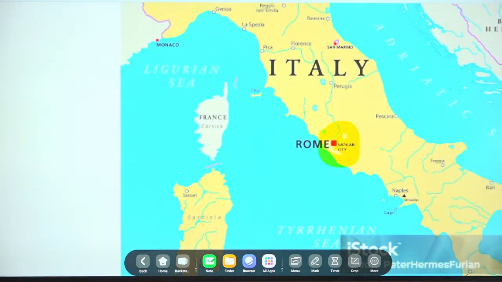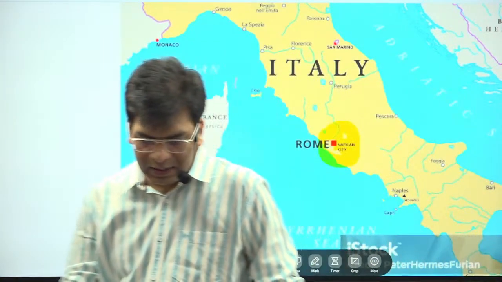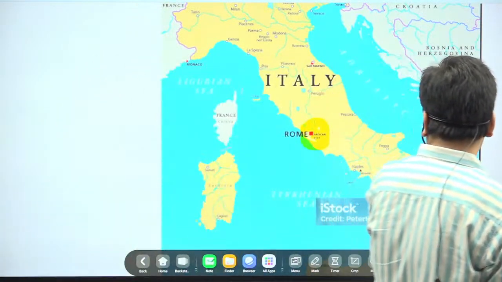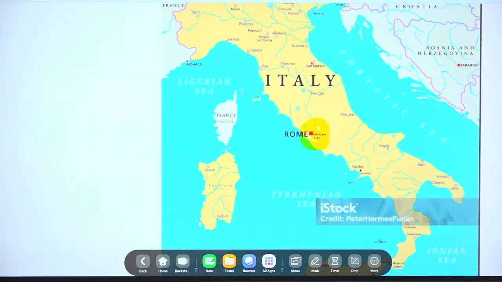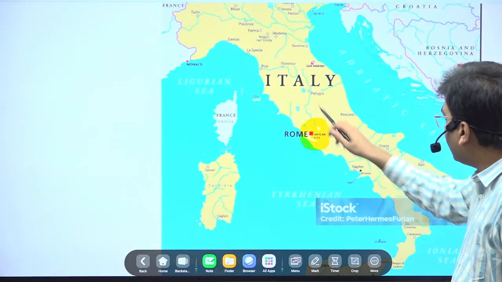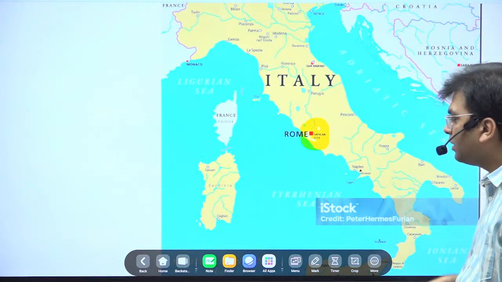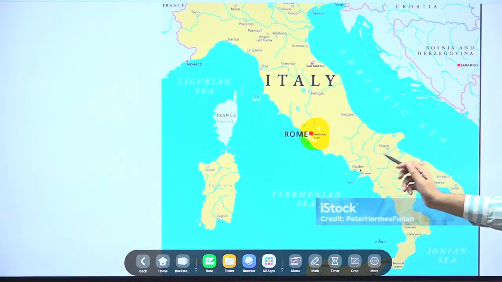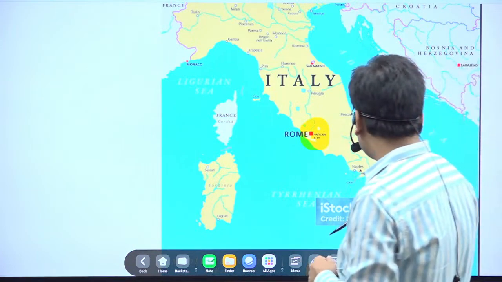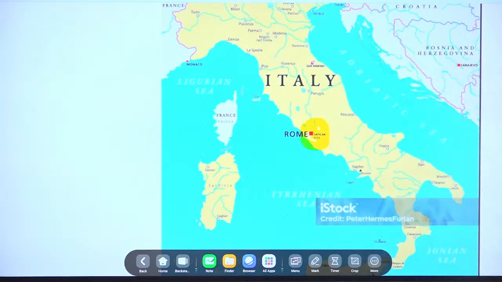It is the Adriatic Sea. Here, the Adriatic Sea. The map of Italy looks like the leg of a woman with a heel. So here you will see the Adriatic Sea on the northeastern side, and on the southeastern side it is the Ionian Sea here.